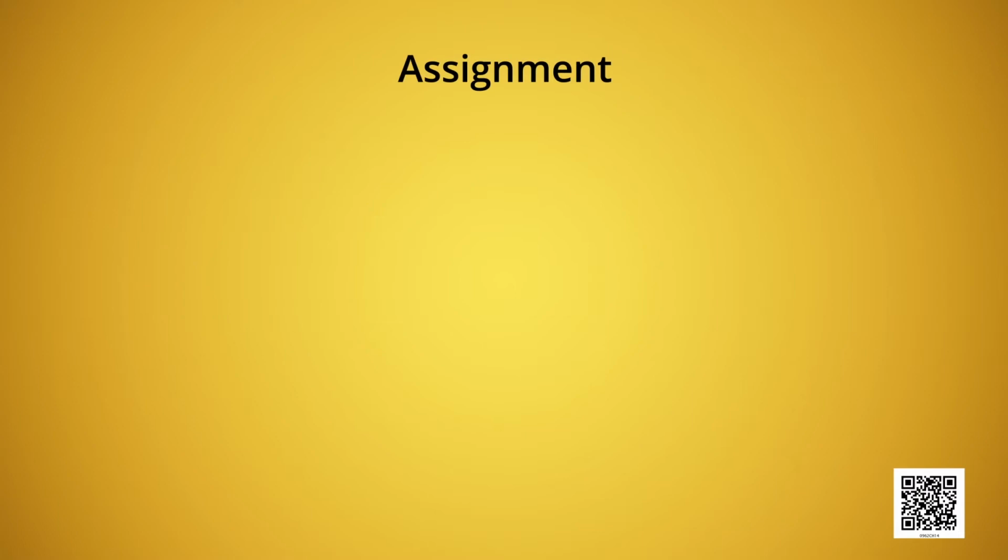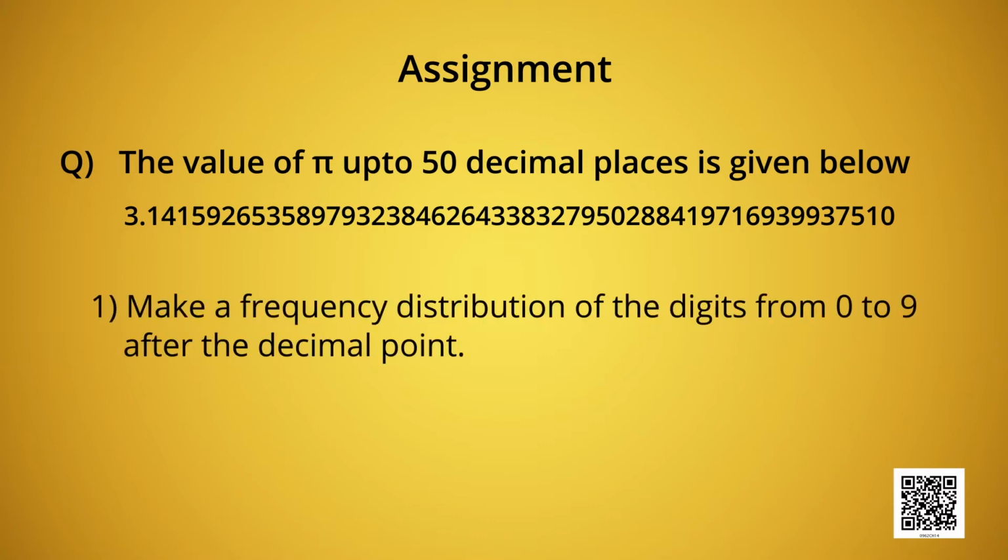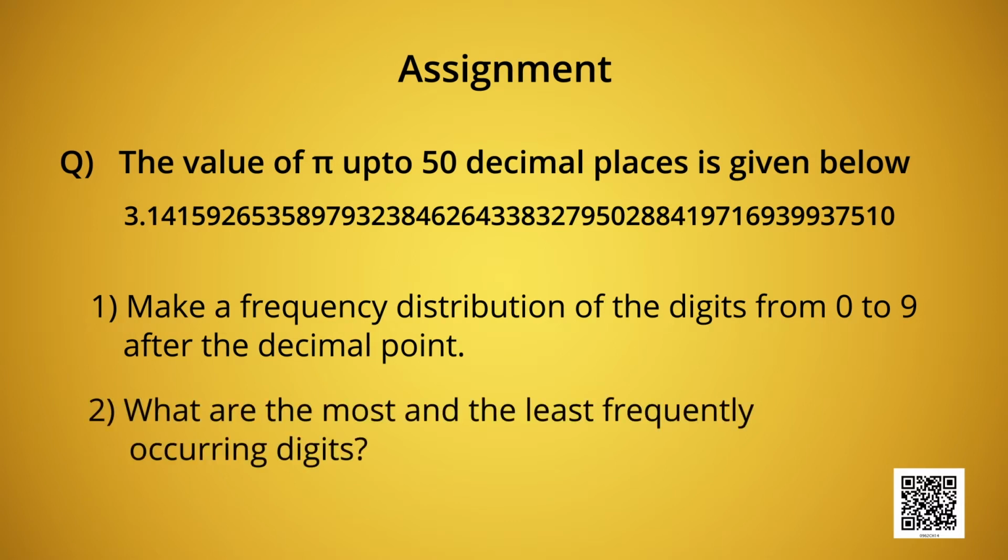Children, I have a question for you. The value of pi up to 50 decimal places is given below. Make a frequency distribution of the digits from 0 to 9 after the decimal point. What are the most and least frequently occurring digits? Children, do this on your own.